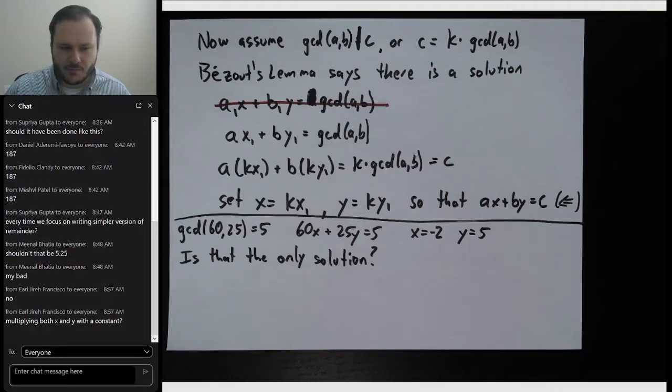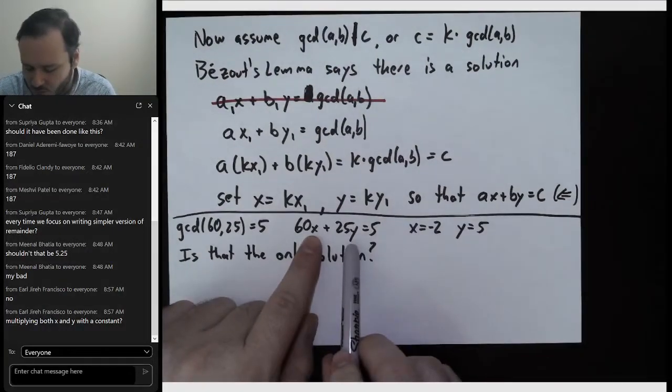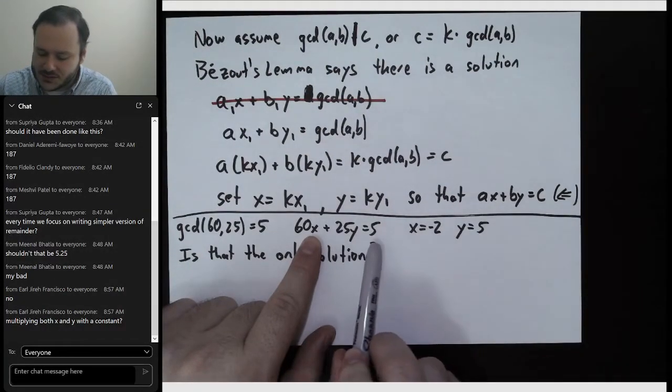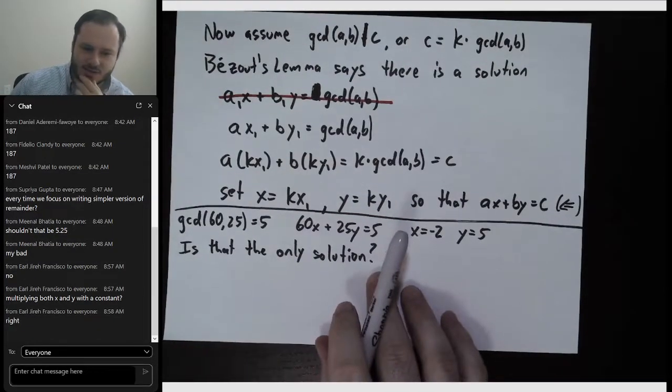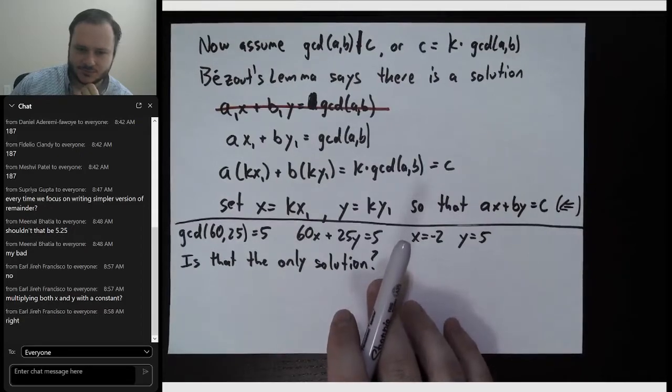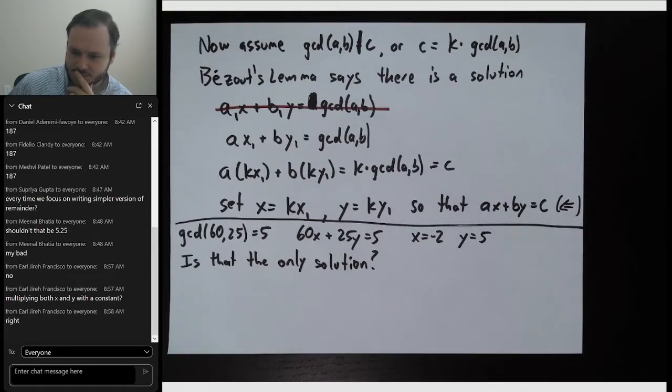If I multiply both x and y by the same constant, I'm going to run into trouble. If I double x and y, I'm also going to double this 5 and get out a 10. So that's not going to quite work. Let's just try some values and see if we can figure out something that works.